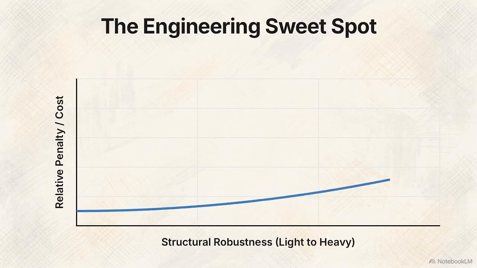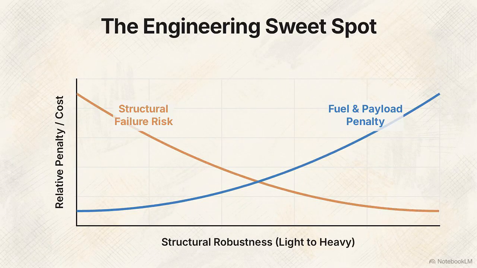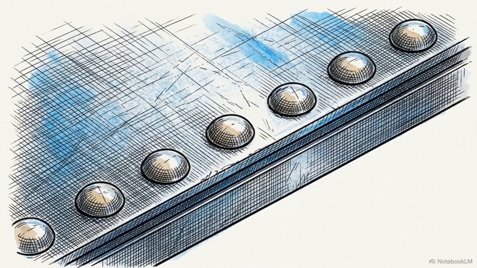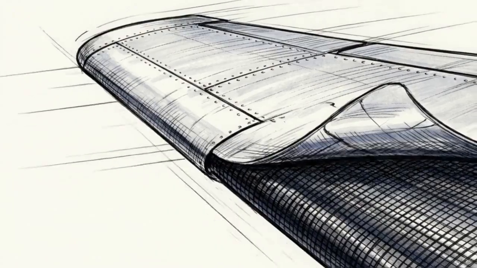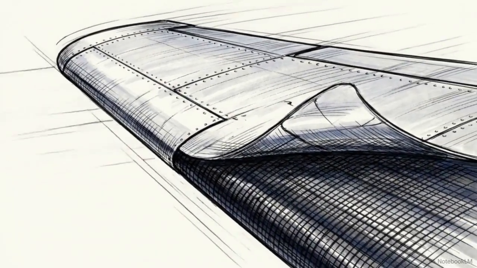Overly conservative structures waste millions in fuel and payload capacity, while inadequate structures risk lives. To push the strength-to-weight ratio even further, engineers have reached the limits of traditional metals. To find more efficiency, they must turn to the advanced exotic materials we will explore in the next episode.